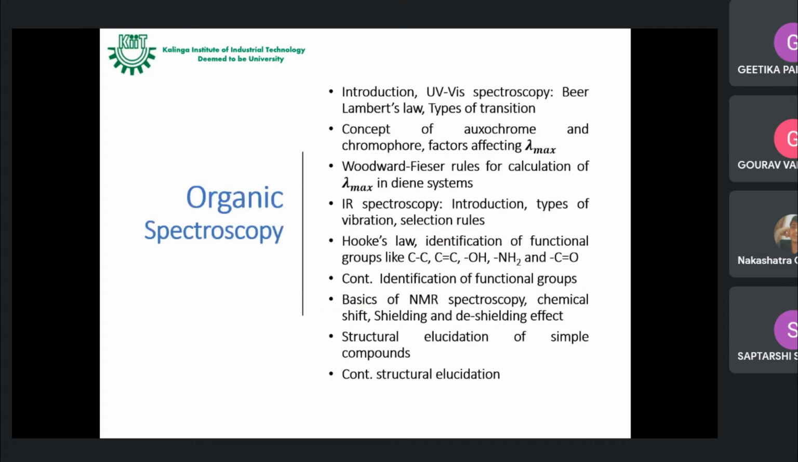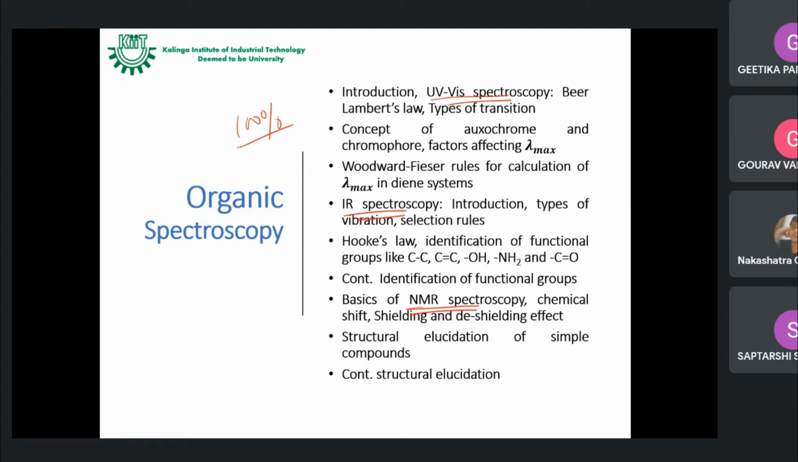Spectroscopy, a very new topic, 100% new topic. You have not at all gone through spectroscopy. We have 3 different spectroscopic techniques in the syllabus. One is UV visible spectroscopy, another is IR spectroscopy, and the third one is NMR spectroscopy.